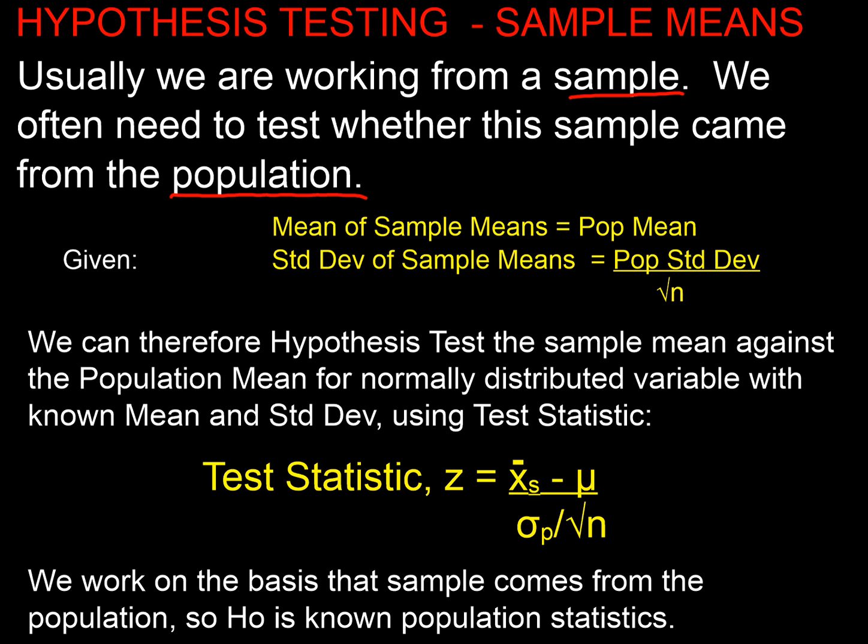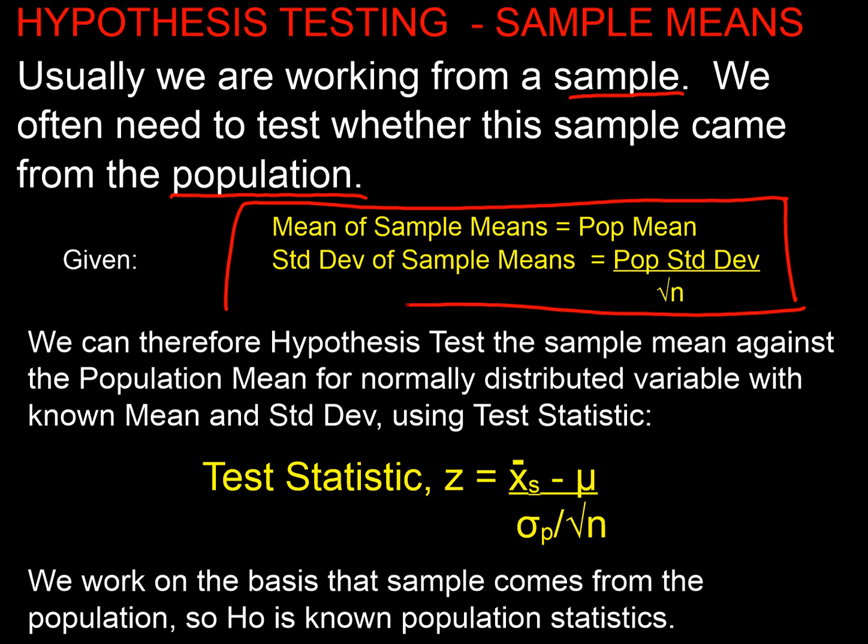In these circumstances, once again, we're going to make use of these extremely useful properties about samples and their means and standard deviations. The mean of sample means is going to be the population mean, but the standard deviation of sample means is going to be the population standard deviation over root n. If we're testing whether the sample comes from a population, this is classic hypothesis testing world, and we're going to compare the sample mean with the population mean in terms of standard deviations, and we're going to assume it's normally distributed, as most of these are.